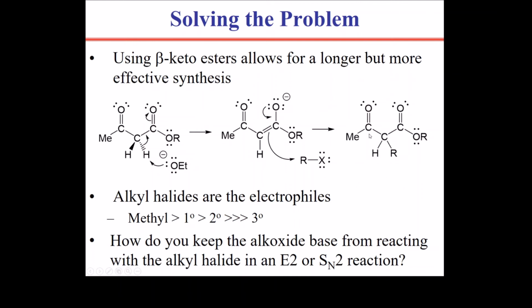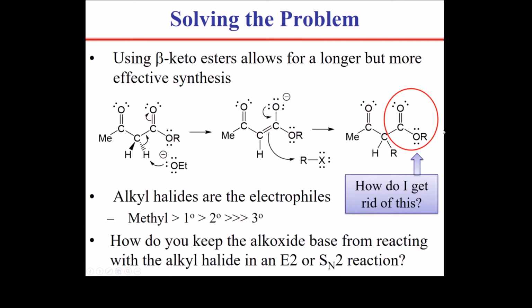We've got the ketone right here. Adjacent, the alpha carbon has the alkyl group. Everything looks good except for this. If you go back to the original reaction, we just wanted a ketone with some type of alkyl group next to it. And here we've got the ketone, but we've also got this ester. And so what we're going to look at next is how to get rid of that ester.